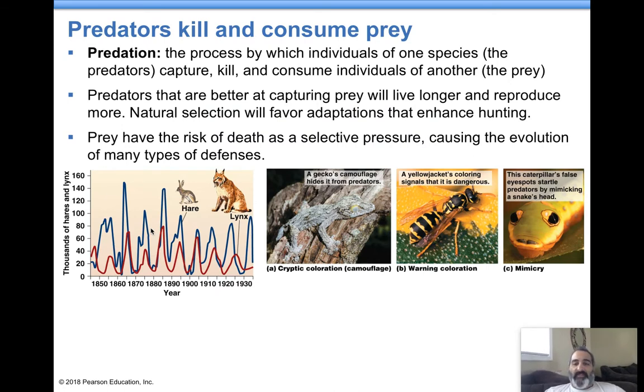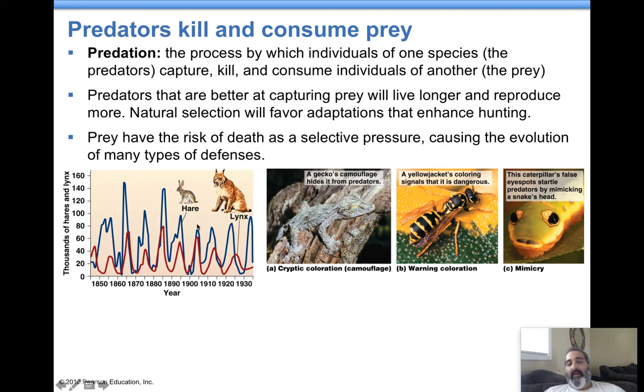Predation. Now, this is another species interaction. Things eat each other. It's part of nature. Prey get eaten. Predators are the eaters, basically. This right here is a graph that shows you, this is probably the most common graph when you talk about a predator and prey relationship.